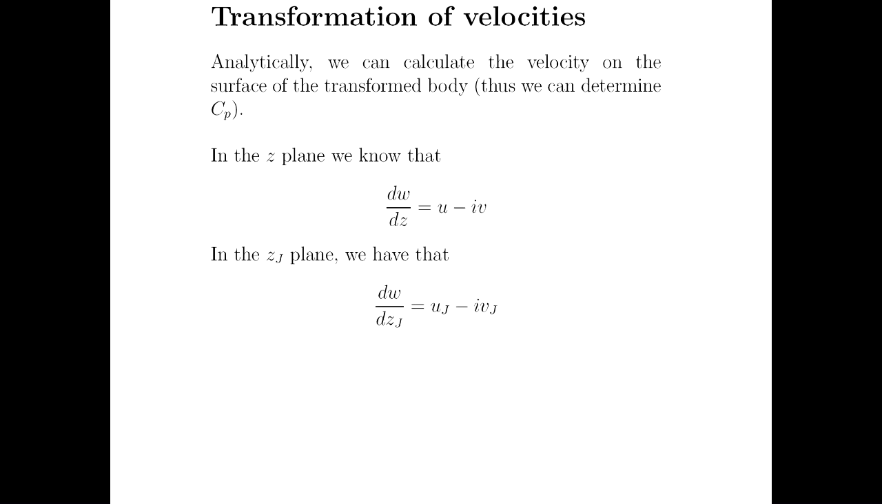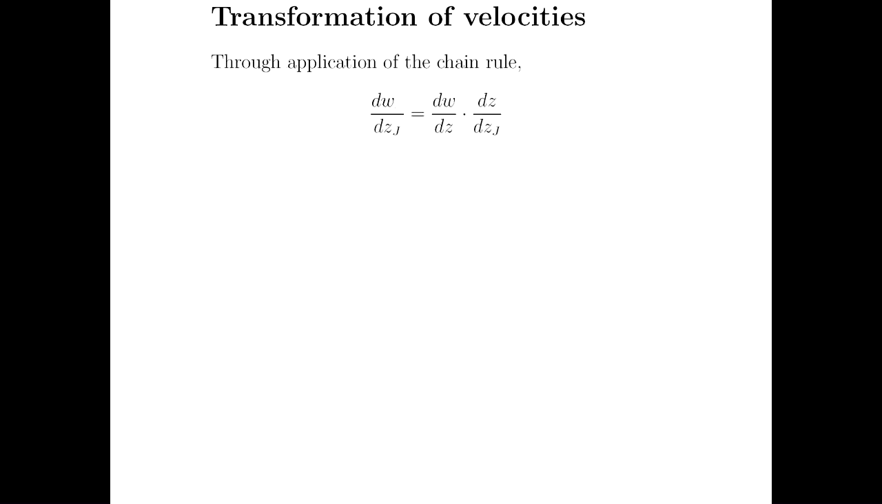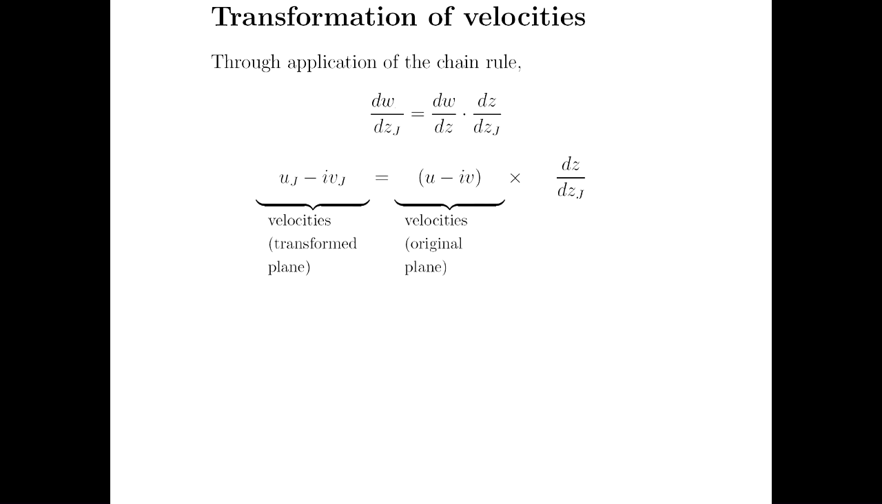That's your velocities in the transformed plane, whether it be a flow over a flat plate, flow over an airfoil, or whatever. Through the application of the chain rule, you know that dw/dzj is just equal to dw/dz, which is your complex potential in the untransformed plane, times dz/dzj. So if I want to find my velocities in the transformed plane, it's just going to be equal to my velocities in the original plane multiplied with dz/dzj. And dz/dzj here is just a multiplying factor.